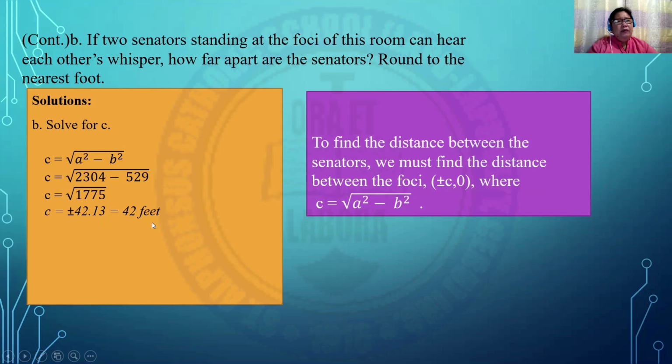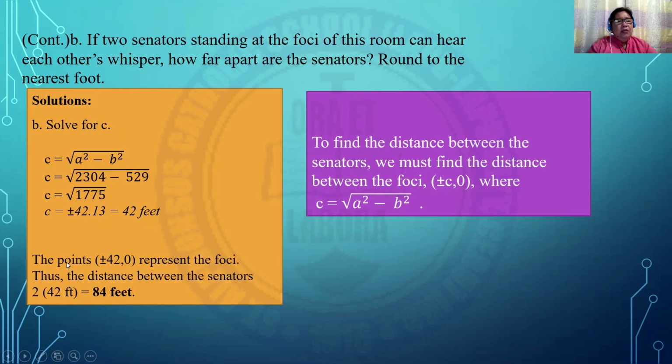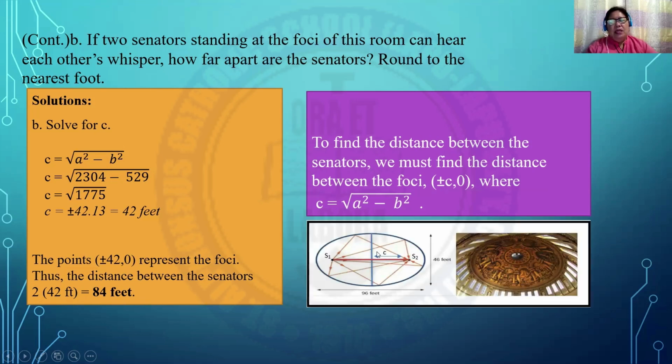Since we're taking the distance c, we will use 42 feet, since we're asked to round off to the nearest foot. So the points (positive or negative 42, 0) represent the foci. Thus, the distance between the senators, which is 2 times 42, is 84 feet. This is the distance from the center to the focus, represented by c, and this is equivalent to 42 feet.